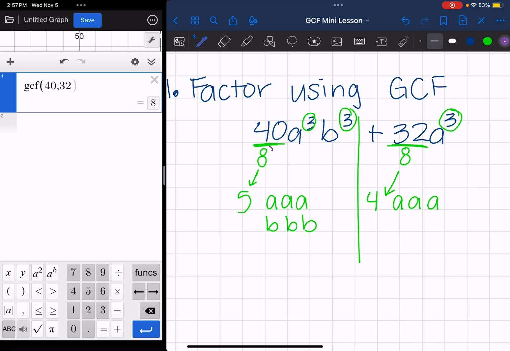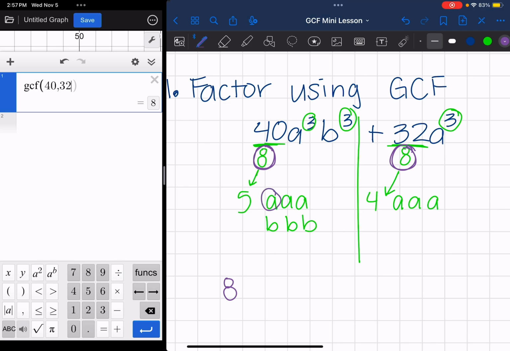The first thing we can always start with is what we divided by, which is our 8. So I'm going to start by writing that out. Then I'm going to look at my variables. Now, when we go to circle our variables, just like we circled an 8 on both sides, we need to do the same thing with our variable.